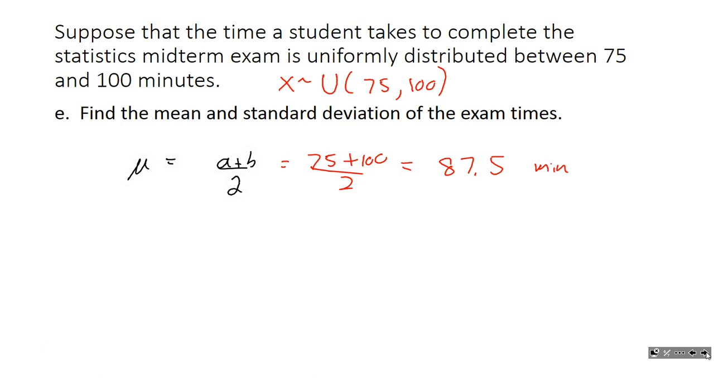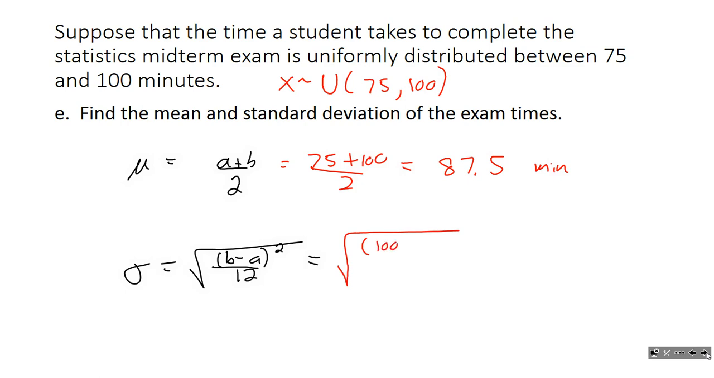Now the standard deviation formula is sigma equals the square root of b minus a squared over 12. For us, that means then that we would have 100 minus 75, that value squared, over 12. Do it on the calculator. 7.22 minutes would be the answer to that.